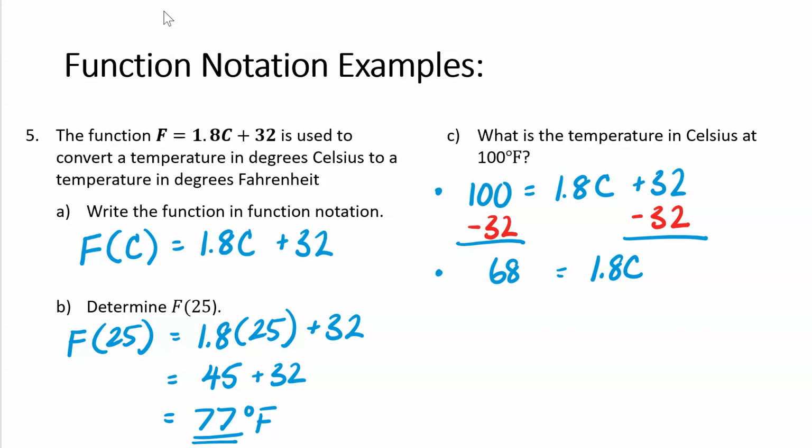So you still need to get C by itself. It's being multiplied by 1.8. So you can divide by 1.8. Have to do that on both sides. 1.8 divided by 1.8 is 1. It goes away. So on the right side of the equation, we have C by itself. On the left side, 68 divided by 1.8 is 37.8. So at a temperature of 100 degrees Fahrenheit, that is equivalent to a temperature of 37.8 degrees Celsius.